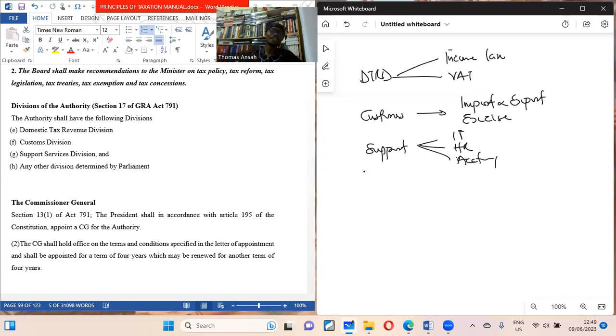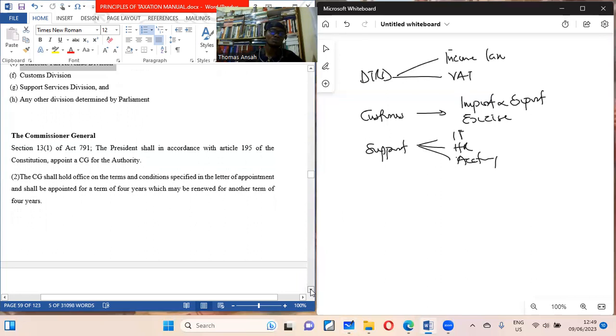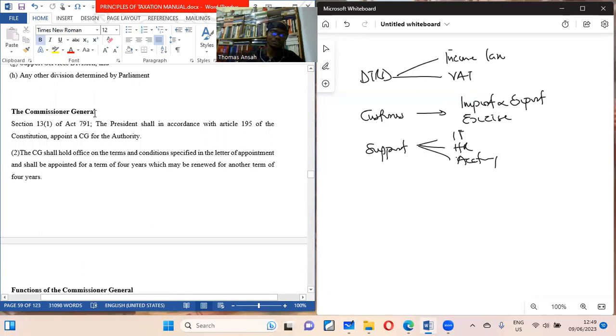Now, let's go into the CEO. Currently we have Reverend Amisha Dai as the CEO of GRA. And per the same Act 791, mention is made of the appointment of the CEO, which is the Commissioner General, who shall hold office for a period of 4 years, renewable for another period of 4 years. And he's appointed by the president. You know that the president is voted in for 4 years and re-voted for a maximum of 4 years. So it goes along with the Commissioner General, all right?